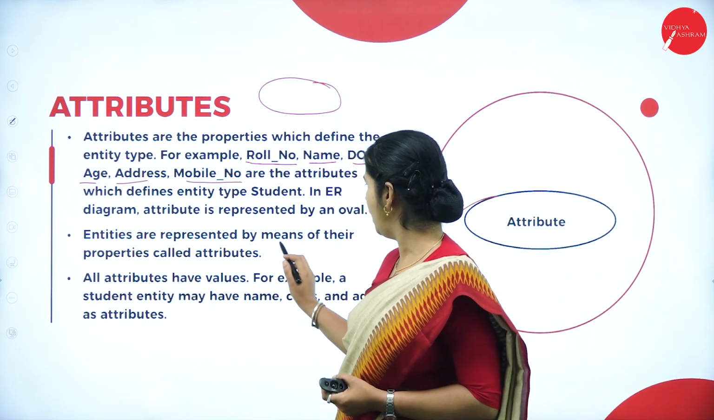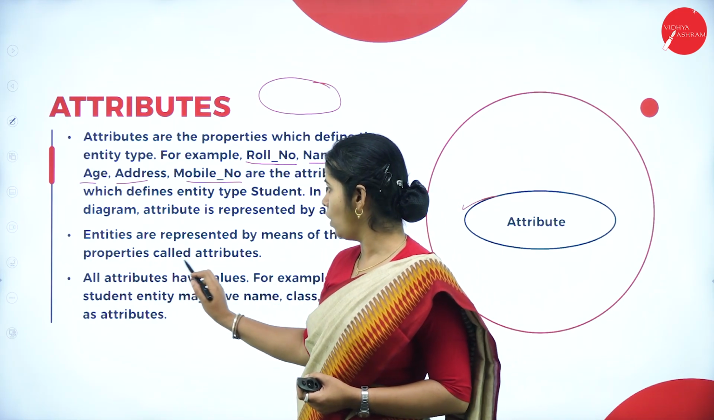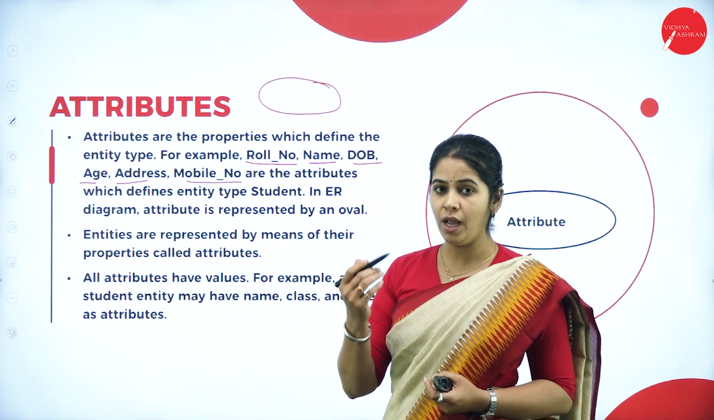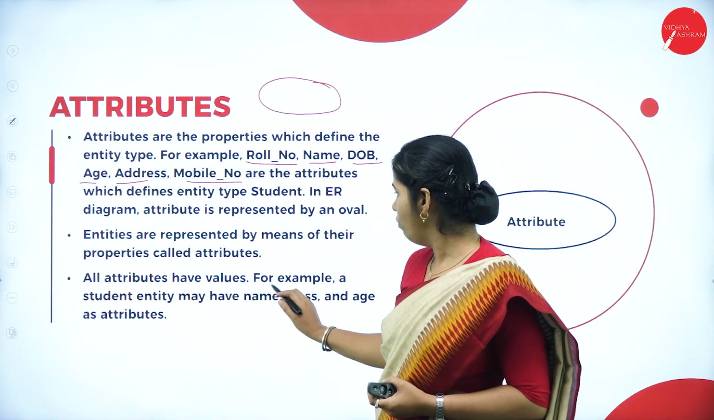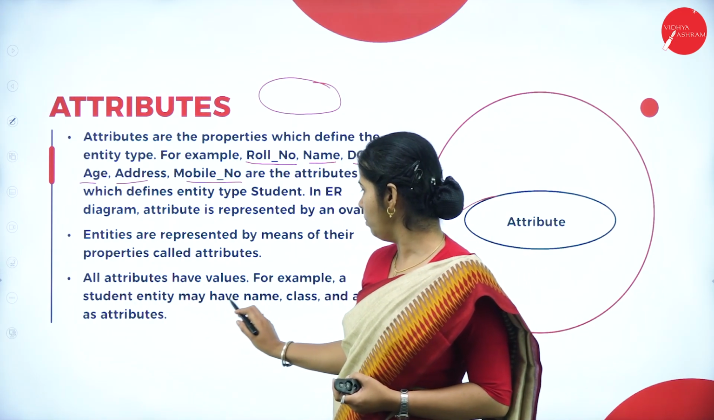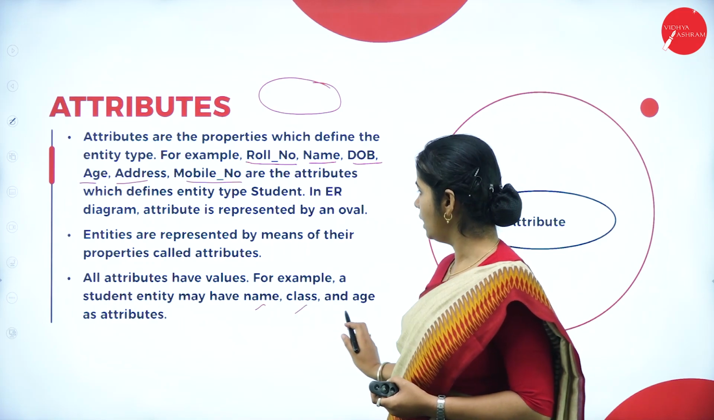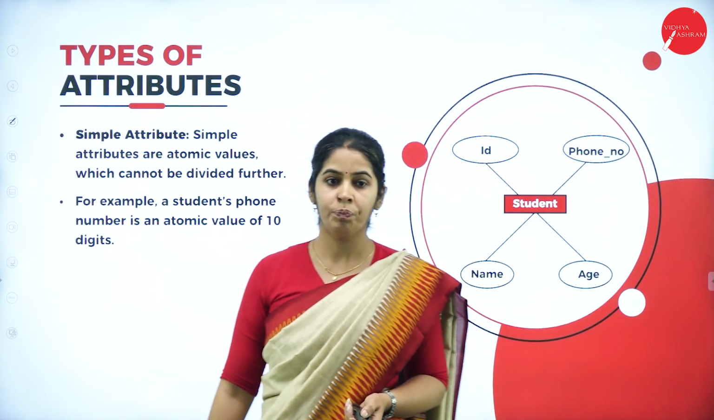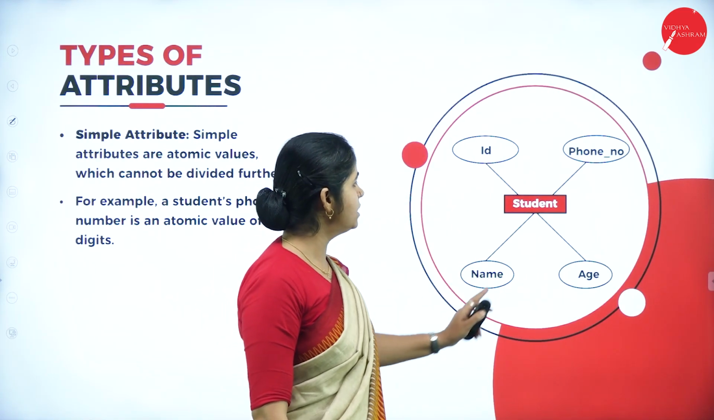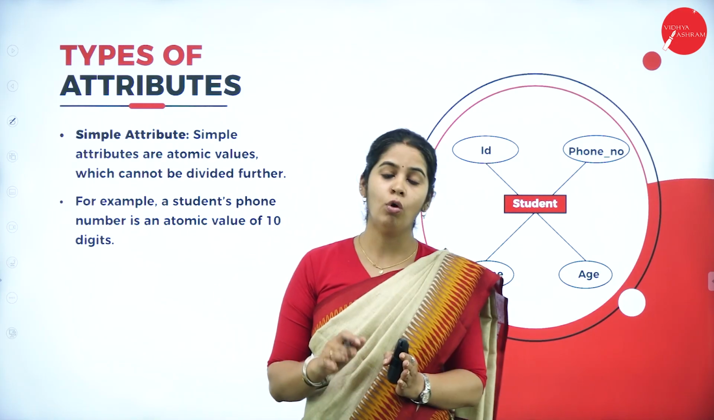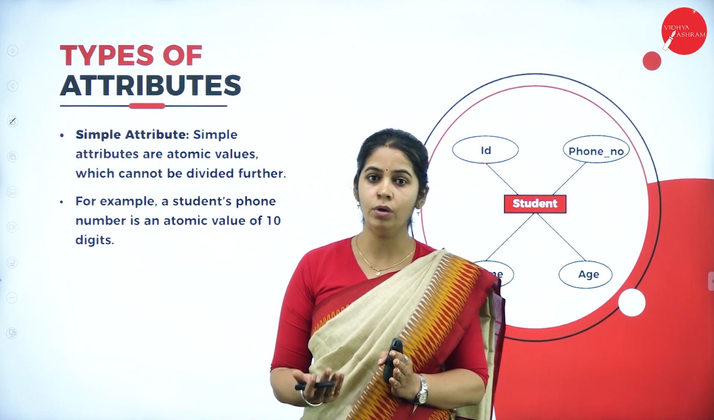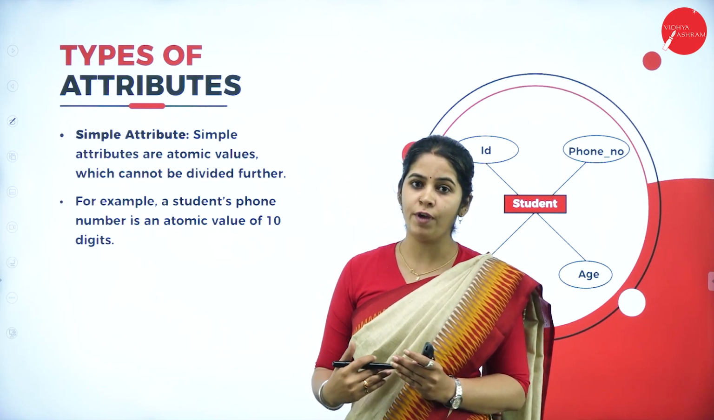Entities are represented by means of their properties called attributes. Every attribute has its own value. For example, a student entity may have name, class, and age as attributes. Okay. Here we can see the example. Again, we have more than two different types of attribute. Let's see what the types of attribute are.